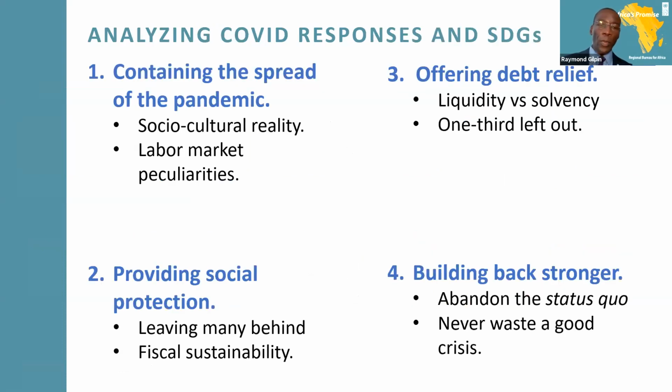So all of this having been said, African countries are now at a point where they're looking forward. How do they get over COVID-19 and get back on track to address the SDGs? There are 4 things I'd like to mention very quickly. The first is efforts to contain the spread of the pandemic. Most African countries mimicked what was happening elsewhere: lockdowns, quarantines.